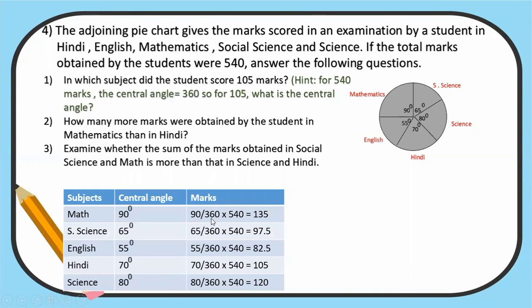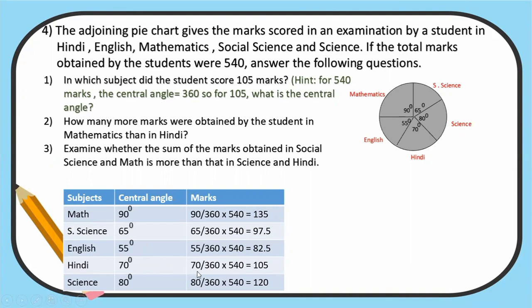How can we find the marks? 90 divided by 360. The total angle at the center of a circle is 360 degrees. So 90 divided by 360 into the total marks 540 is equal to 135. You can simplify this. Next, the central angle is 65 degrees. So 65 divided by 360 into 540 is 97.5. Next, English 55 degrees. So 55 divided by 360 into 540 is 82.5.